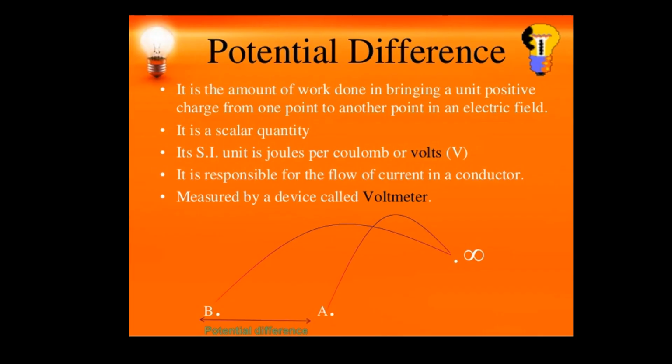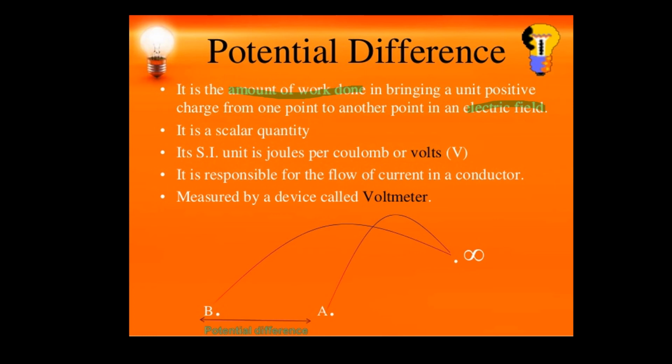What is potential difference? Potential difference is the amount of work done in bringing a unit positive charge from one point to another point. That means the charge is moving, and work is being done for moving the charge from one point to another point, and this is entirely done in an electric field. Potential difference is a scalar quantity. It is joules per coulomb, or you can say volts, 5 volts, 6 volts. I'm sure you would have seen it written somewhere like 5 volts, 6 volts.